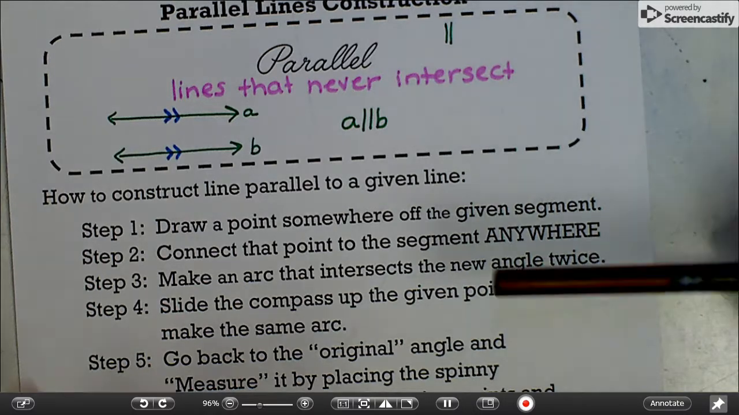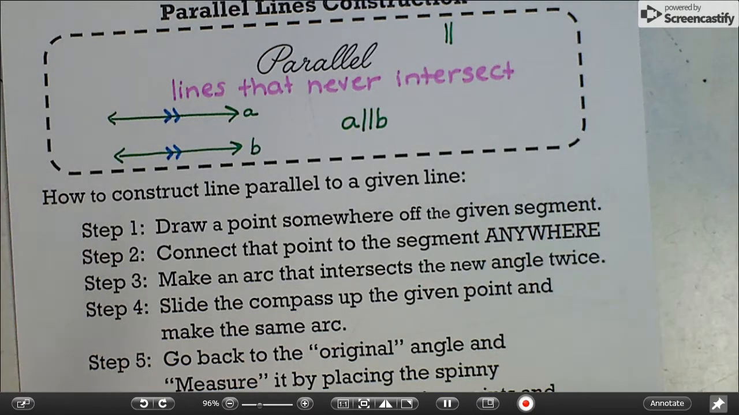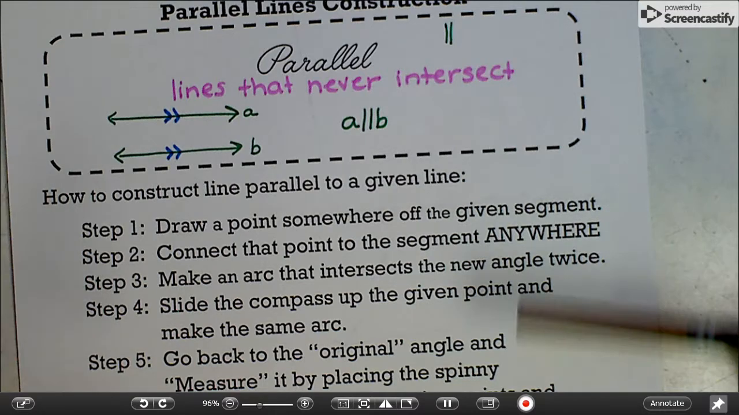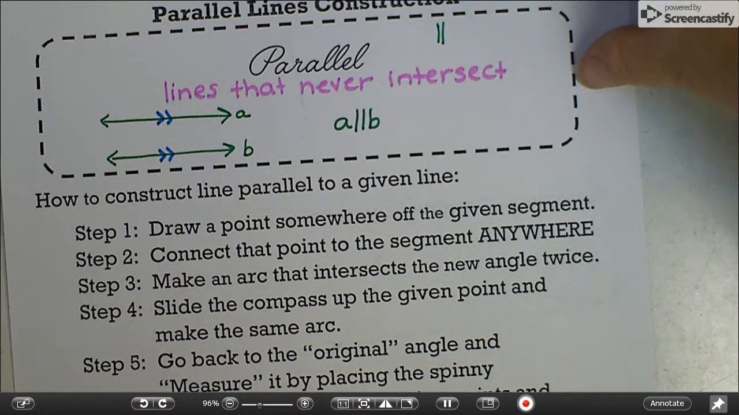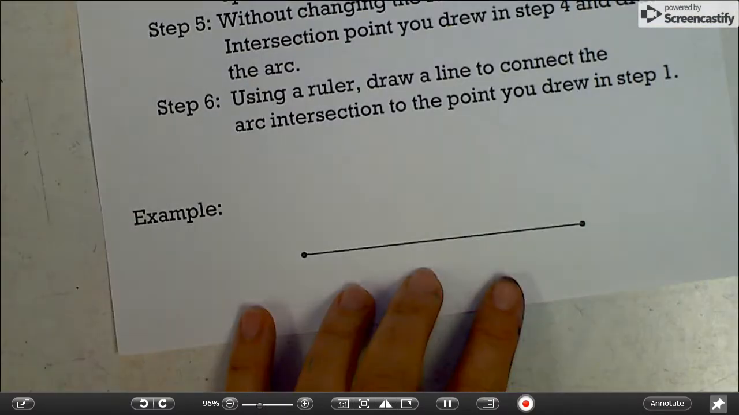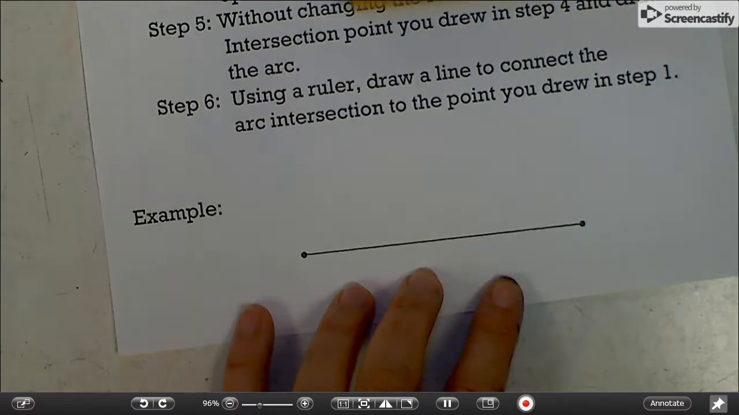So you can read this whole part. These are just the steps for when I'm not telling you how to do it, for you to read later. So I'm not going to read those to you. I'm just going to show you. All right. I need to put something heavy on this.